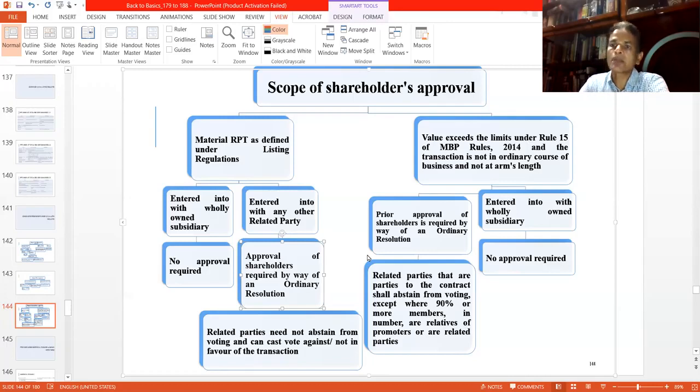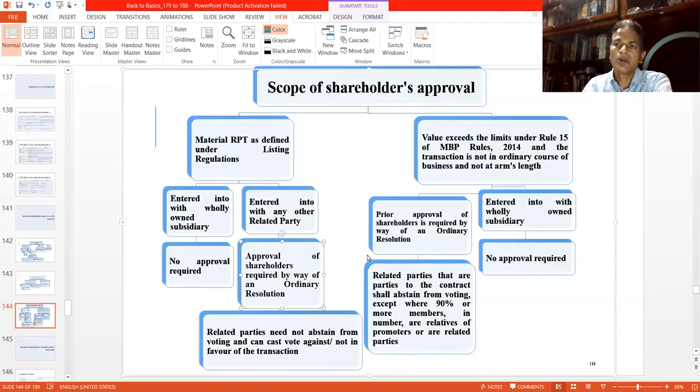If transactions with a single related party throughout a financial year are crossing the limit of 10% of consolidated turnover as in the last financial year, in that case, the transaction will go for shareholder approval. Sounds a little complicated to say, but let me just try taking a small numerical illustration. Let's suppose my CFS turnover, my consolidated turnover of the last financial year, was rupees 4,000 crores. The turnover reported in the CFS statements of the last financial year was rupees 4,000 crores.